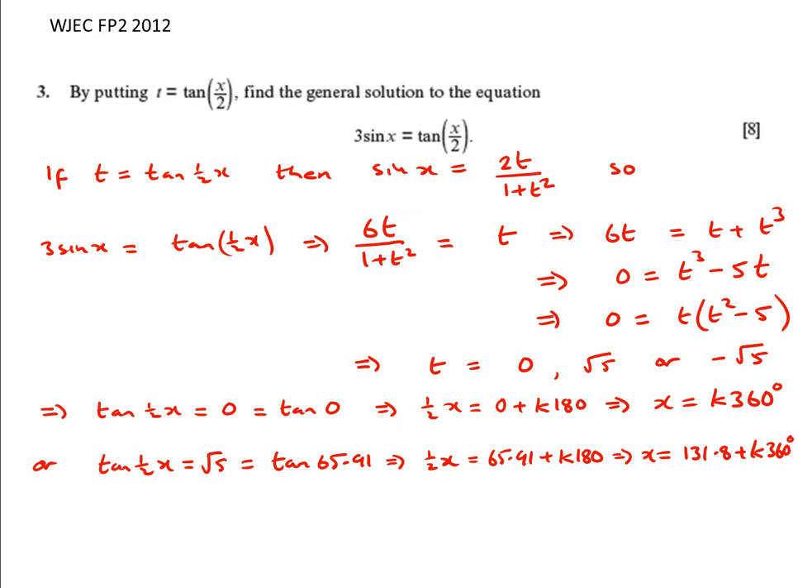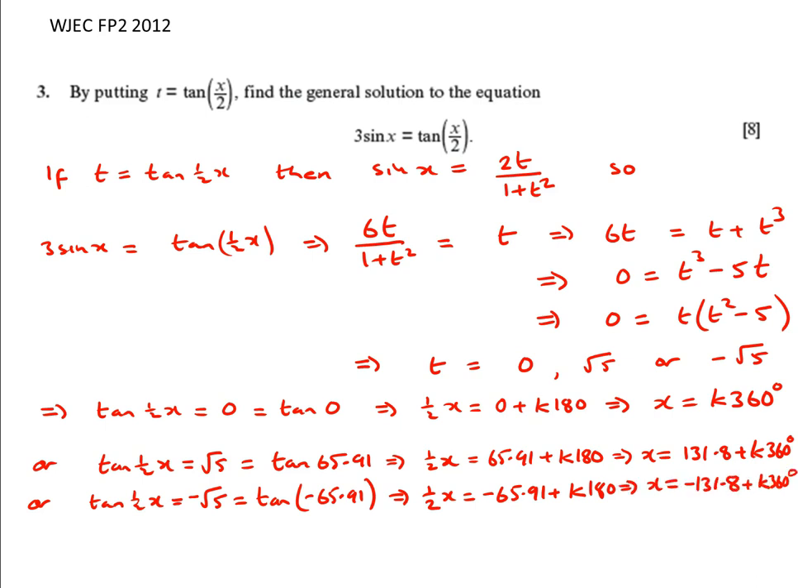And the final possibility we've got is that tan half x is minus root 5, and minus root 5 is the same thing as the tan of minus 65.91. So the general solution of that equation is a half x equals minus 65.91 plus k times 180. Times through by 2, we get x equals minus 131.8 plus k times 360 degrees.